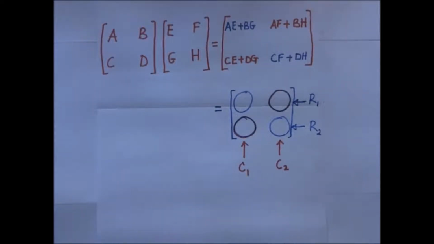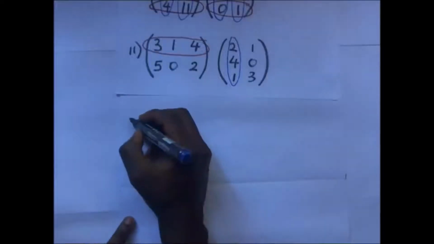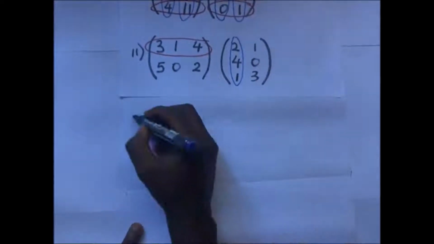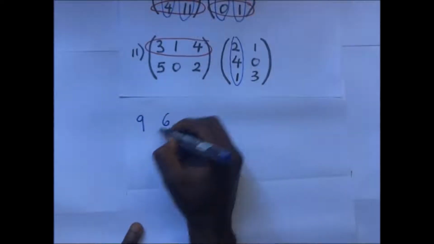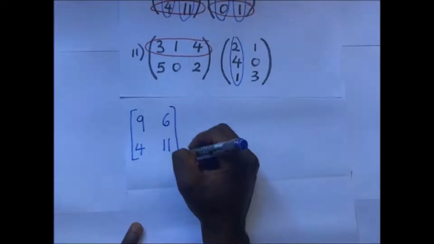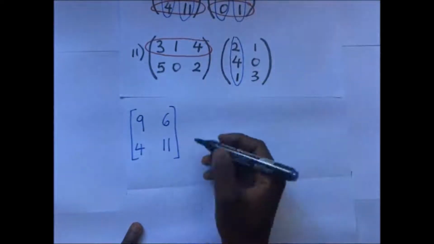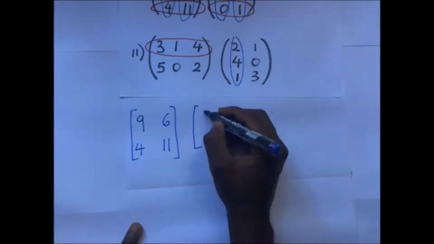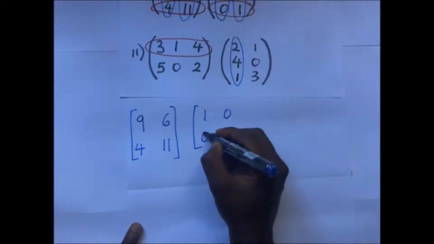So that is how we are going to do it when we are multiplying. That is how we multiply the row by the column in matrix multiplication. So let's go ahead and do the examples. We are having the first matrix as 9, 6, 4, 11. We are multiplying that matrix by 1, 0, 0, 1.